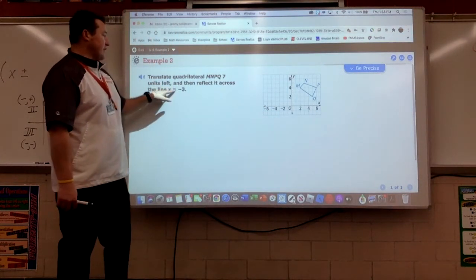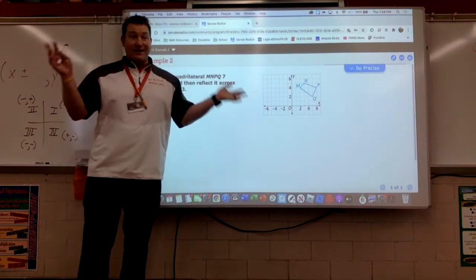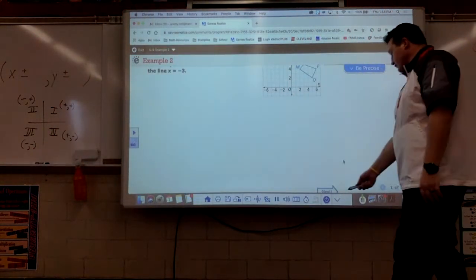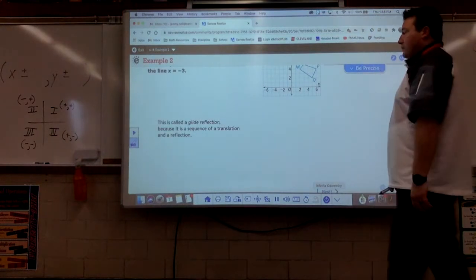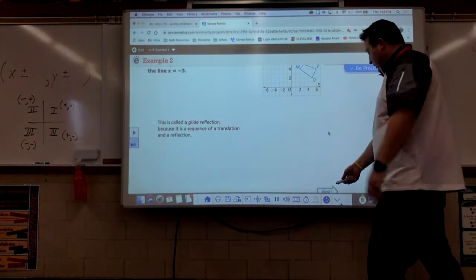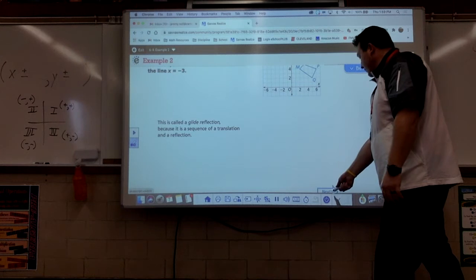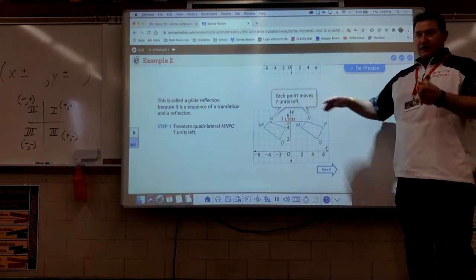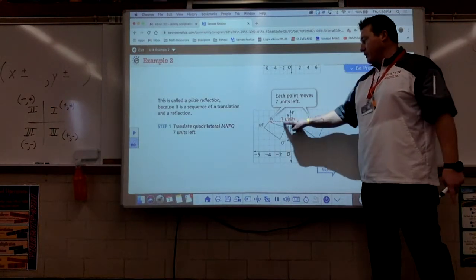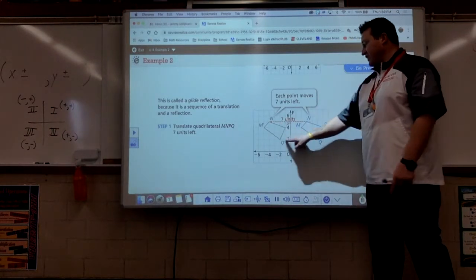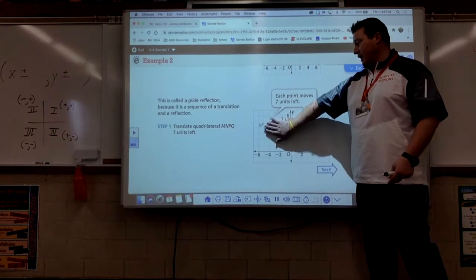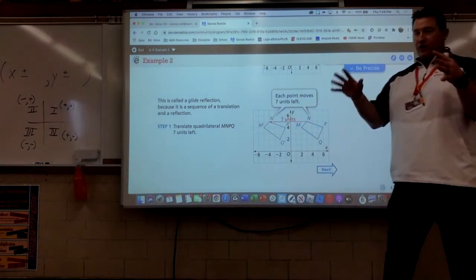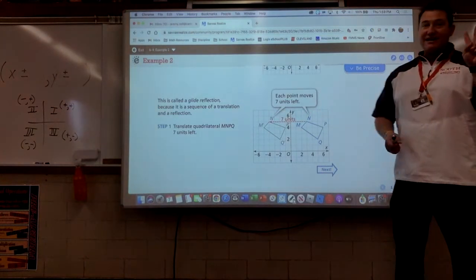Then we're going to reflect it over x equals -3. Wherever that is, okay? Hopefully they're going to do that for us here. Glide reflection is a fancy name for it. We don't really care, folks. We're just going to translate it first, and they did that. So again, every point, literally every vertex, I should say, just moves 7 left. Here we go. M prime, N prime, P prime, Q prime. There's our new quadrilateral.